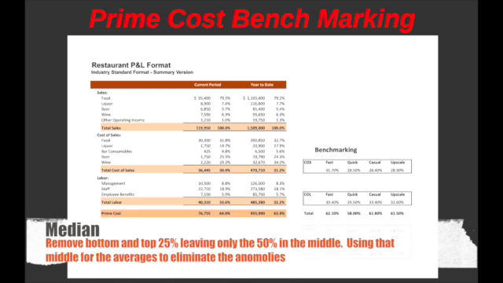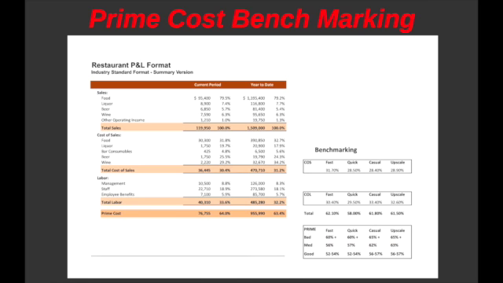This is so that we don't skew it one way or the other, because sometimes it can get pulled down too far by the bottom or elevated too much by the top. So that is a median. 31.7% cost of sales for fast food, 28.5% for quick service concepts, 28.4% for casual full service dining, and 28.9 for fine dining.